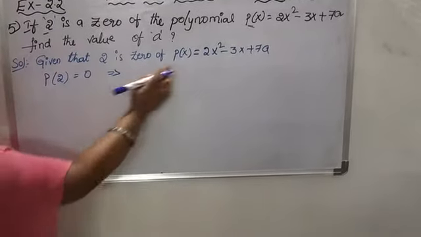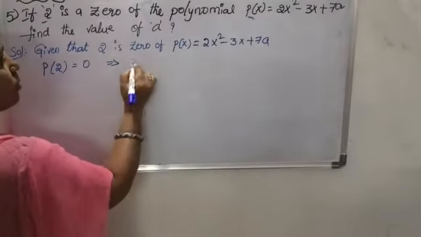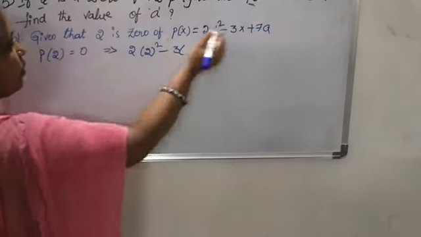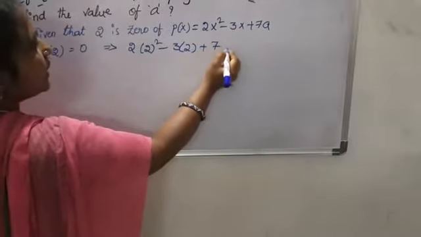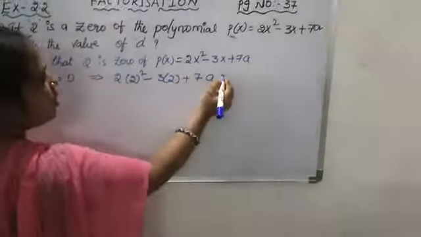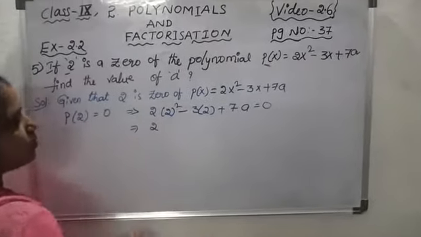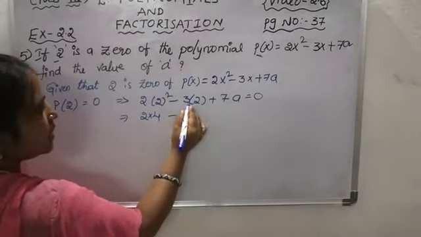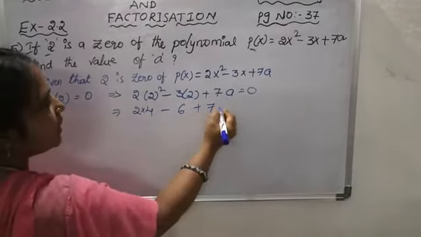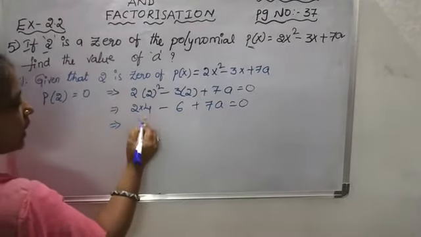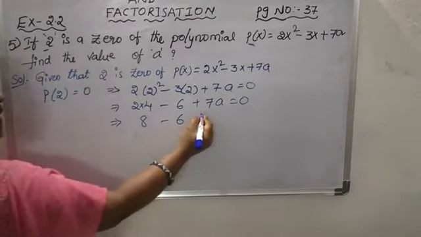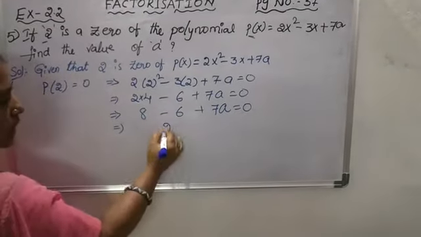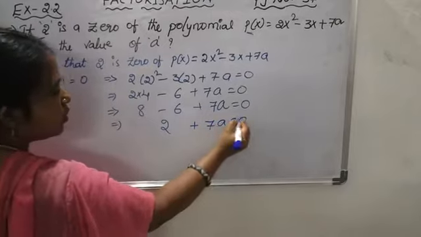That implies, just substitute x by 2. So 2 into 2 whole square minus 3 into 2 plus 7a, and the value of this total is equal to 0. 2 square means 2 multiplied 2 times. 2 2s are 4, minus 3 2s are 6, plus 7a, as it is. 2 4s are 8 minus 6 plus 7a is equal to 0. 8 minus 6, the value is 2. Plus 7a is equal to 0.